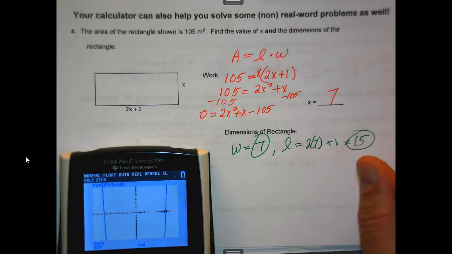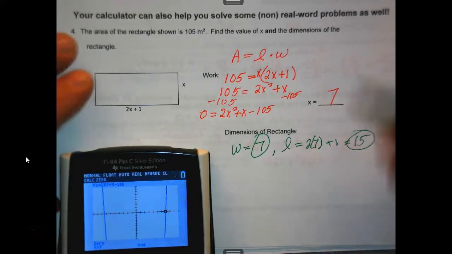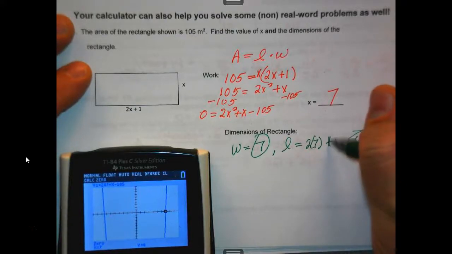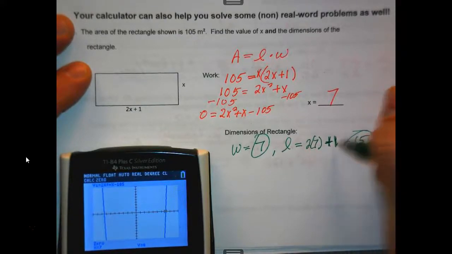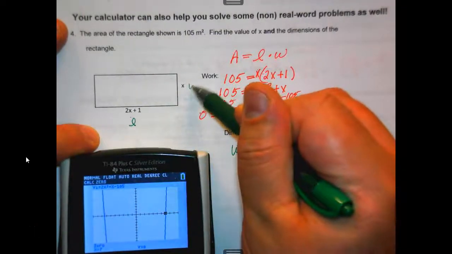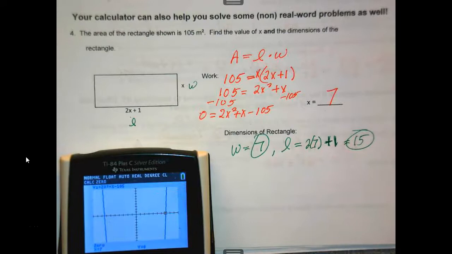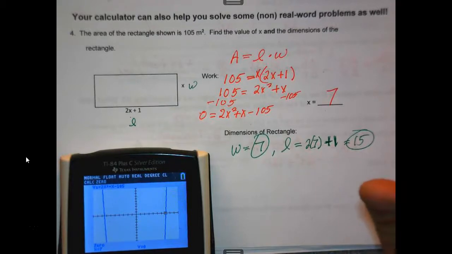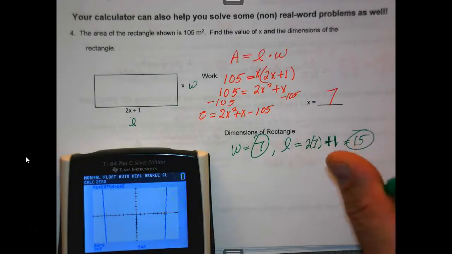Okay. Your homework's bookwork. The length, because our length is 2x plus 1. And our width is x. Any other questions?